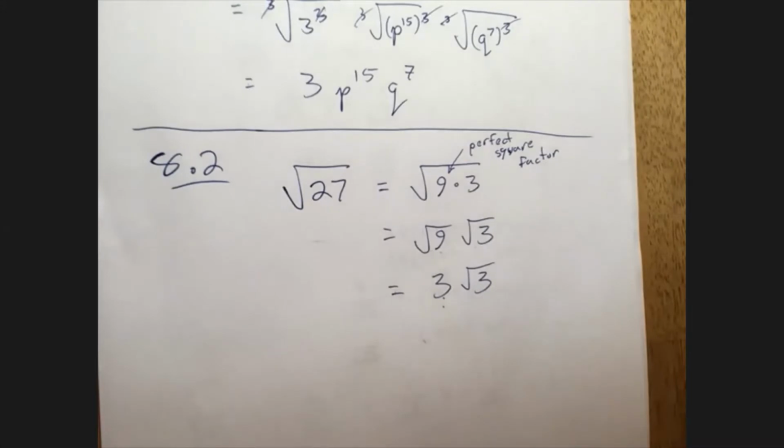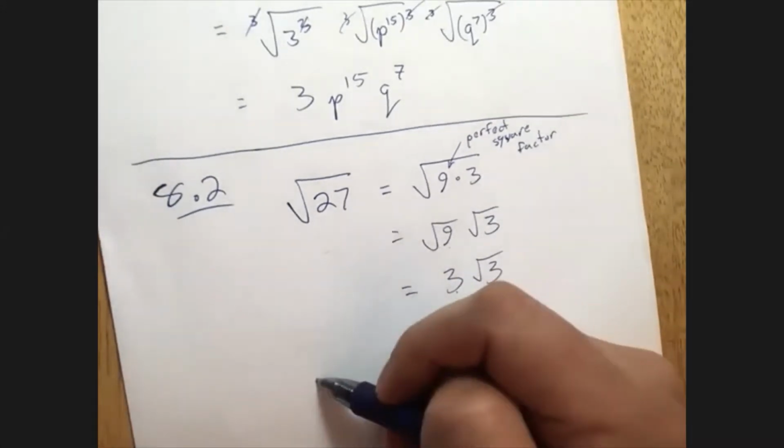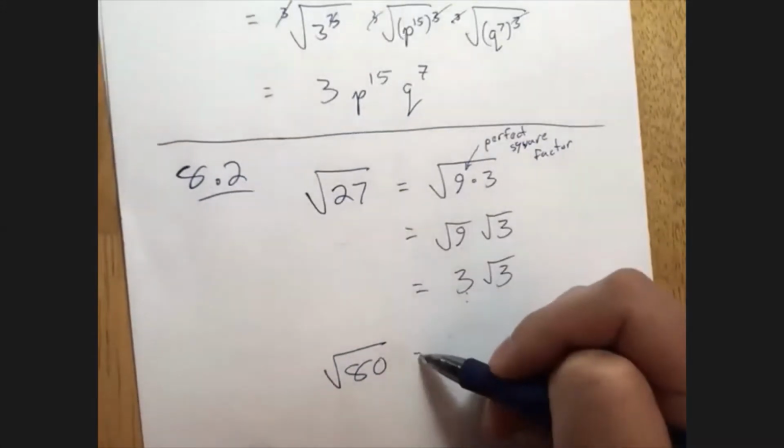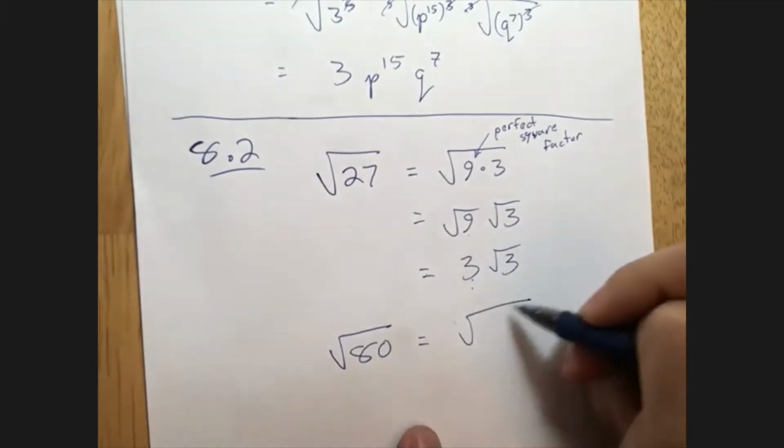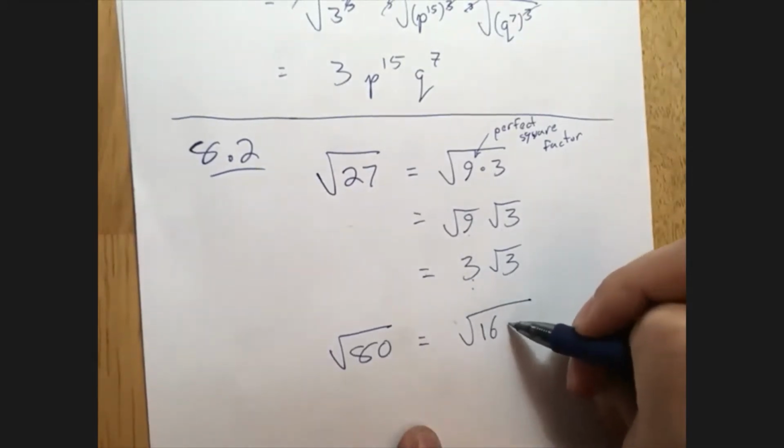So let's do another one. Let's do the square root of 80. Well, I have to find a perfect square factor. Well, 80 is divisible by, let's see, what's the largest perfect square factor I can think of? 16. That's maybe not immediately obvious, but it's 16. 80 is 16 times 5.